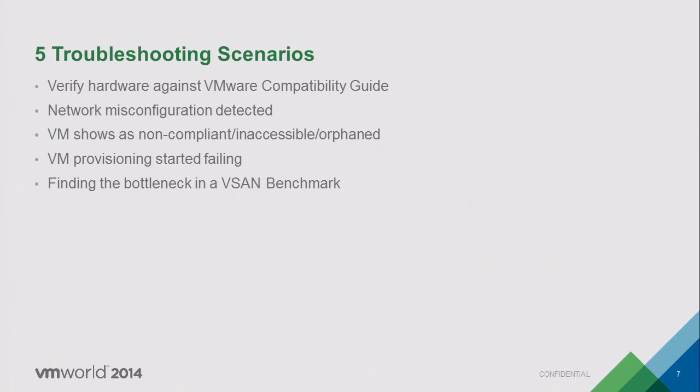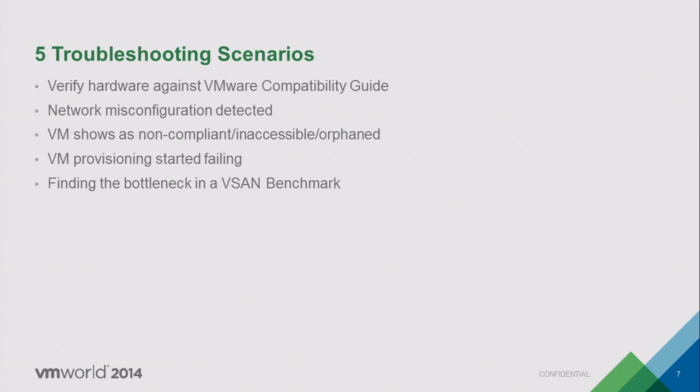All right. With that, I want to jump into the 5 scenarios that I want to talk to you about. They're roughly aligned with how you would actually experiment with vSAN. It goes from starting to use vSAN and verifying that you're using supported hardware, to setting up your network, and figuring out how to debug it if vSAN shows you a misconfiguration. Then later you're in production and something goes wrong. A VM is marked as non-compliant, inaccessible, even orphaned. How do you deal with that?